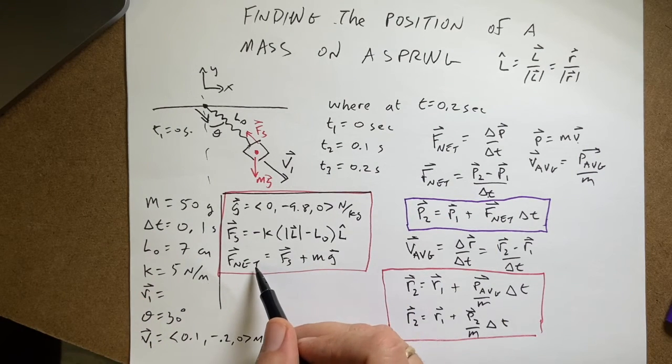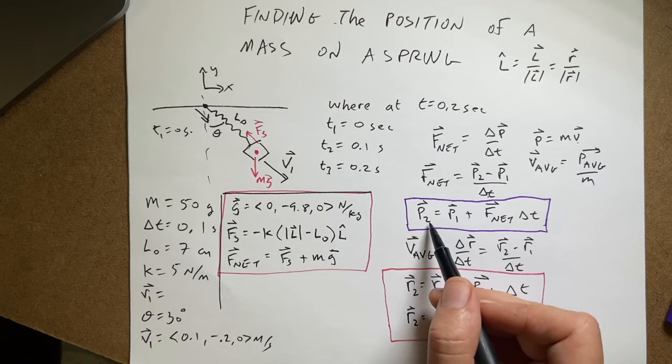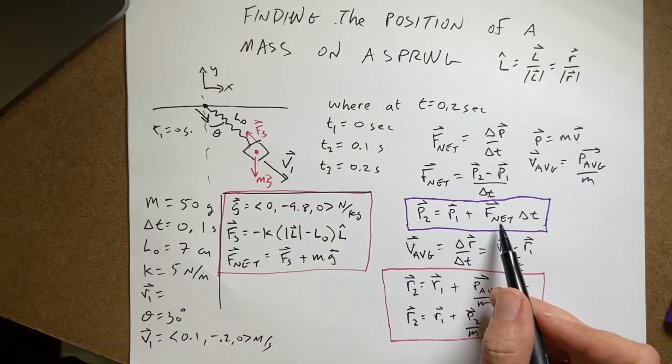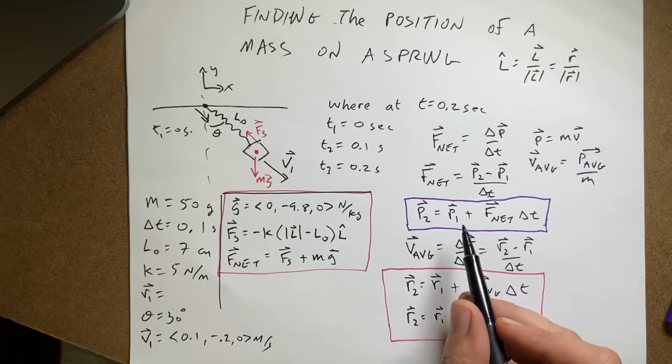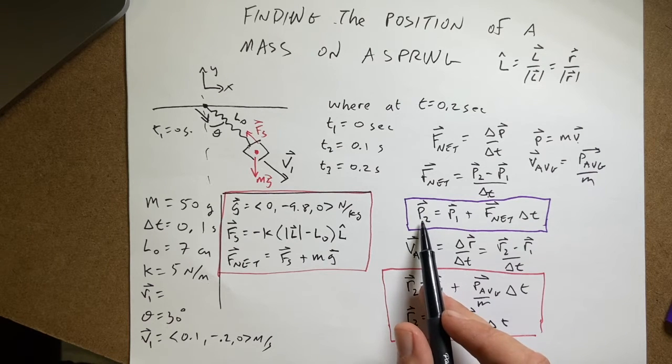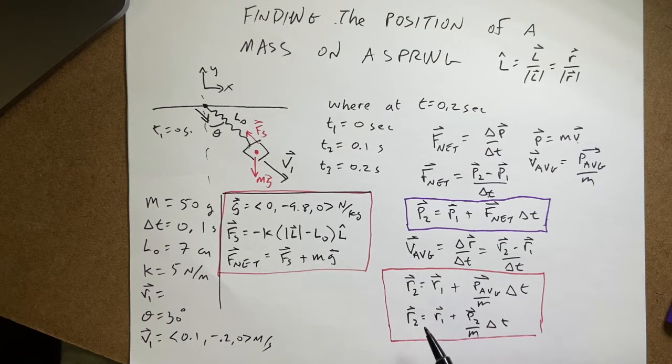Then I'm going to calculate the momentum at time T2 after 0.1 second using this formula. Once I know the net momentum, I know the initial P1, I can find the final momentum. Then I'm going to do this two ways. I'm going to calculate the position at the end of R2. I'm going to use the average momentum, and then I'm also going to use the final momentum, and I'm going to do it two ways so we can compare.